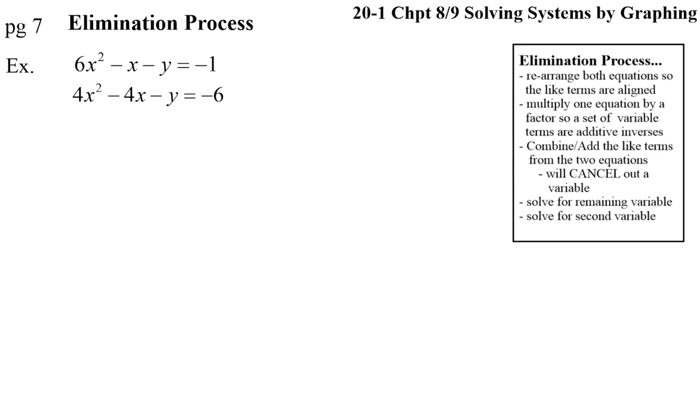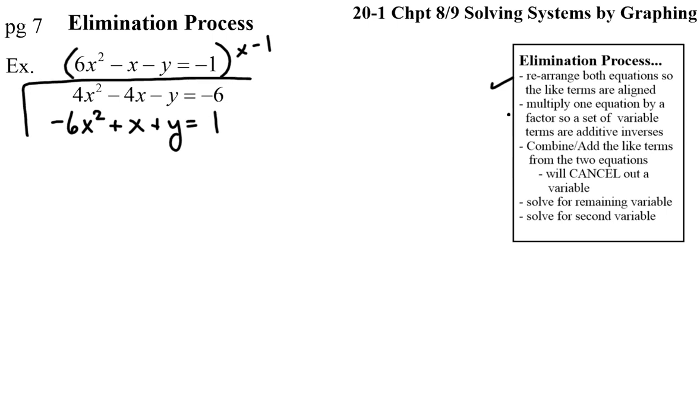Last one, page 7. Well, we solved this one once. Let's solve it again with elimination. So what's nice? First thing, everything is in order: x squared, x's, y's, constants. That's a good thing. Do I have additive inverses? I don't have additive inverses, but I do have a -y and a -y. And like I just said, because I have x squareds, I need the x's to work with. So I'm going to, again, multiply by a -1. That's going to leave me with -6x squared plus x plus y equal to 1. Now there's my new system.